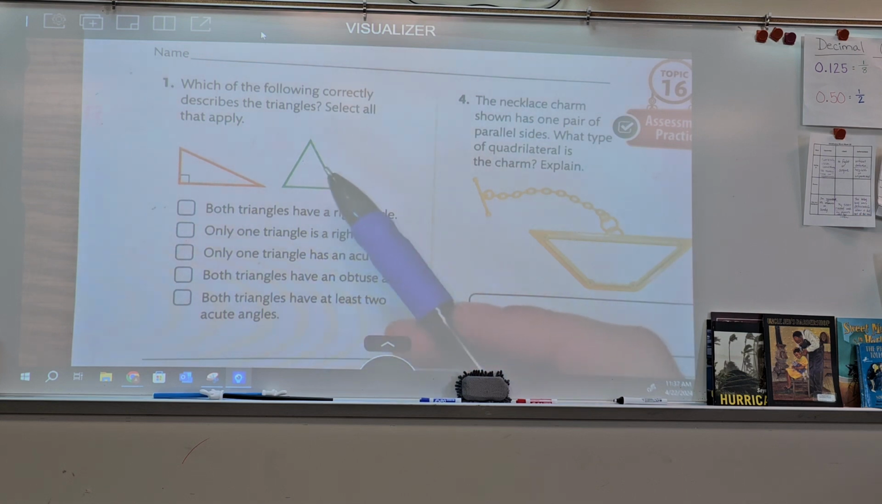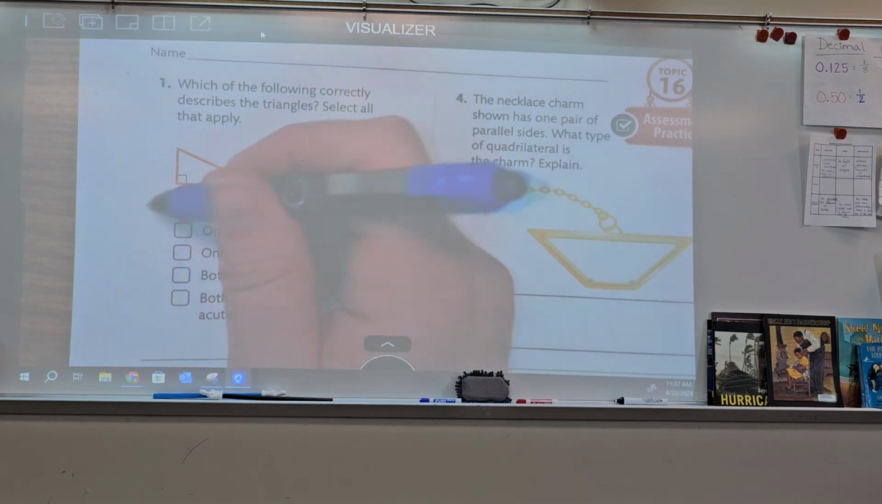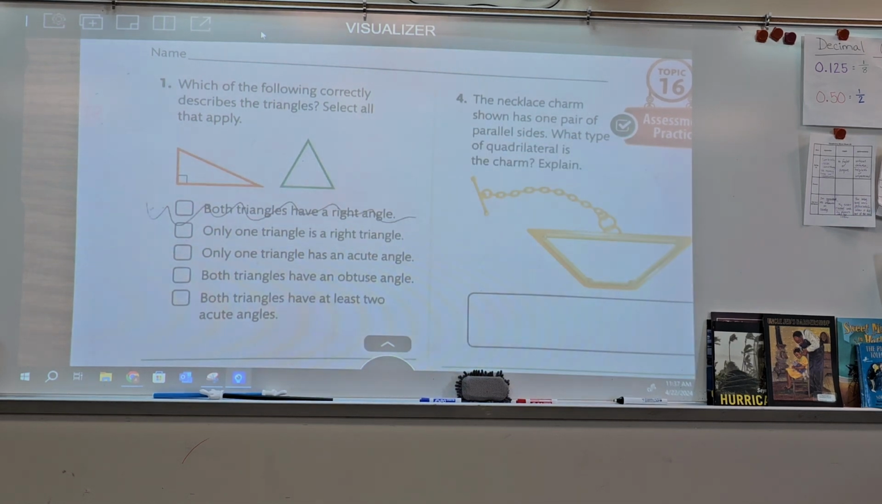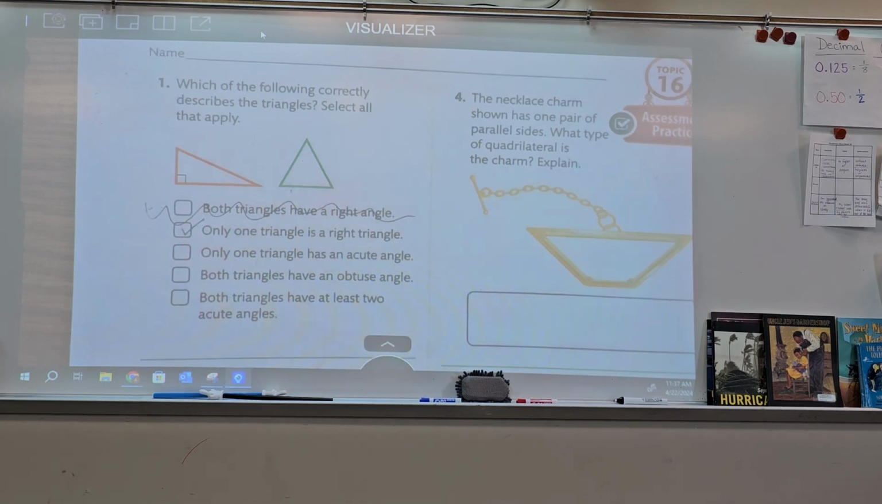Number 1, which of the following correctly describes the triangles? Select all that apply. Both triangles have a right angle. In order for it to have a right angle, it'll have this square right here. This one does not, which means this one cannot be right. Only one triangle has a right angle, is a right triangle. This one has the right triangle mark. This one does not. So this one would be correct. Only one of them does. It is the orange one that is a right triangle.